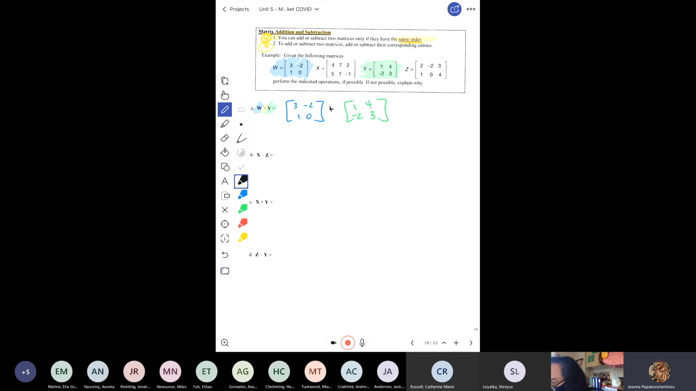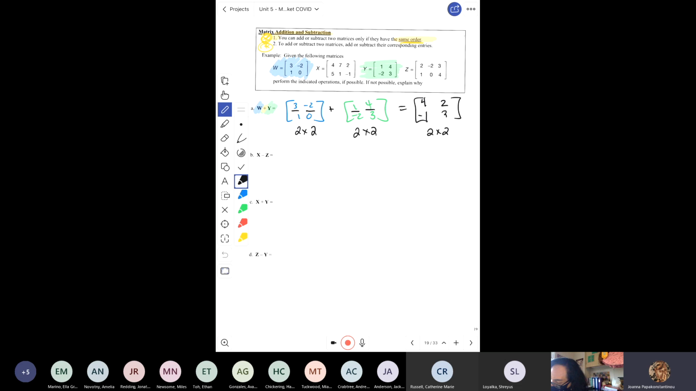First matrix has what order? 2 by 2. Second matrix has what order? 2 by 2. So can I add these together? Absolutely. And the resulting matrix itself is also going to be a 2 by 2 matrix. So if I perform the operations, I do it element-wise. I'm going to add the corresponding entries. So 3 plus 1, 4. What about the 1, 2 position? What about the 2, 1 position? -1. What about the 2, 2 position? 3. So I can add those 2 matrices.